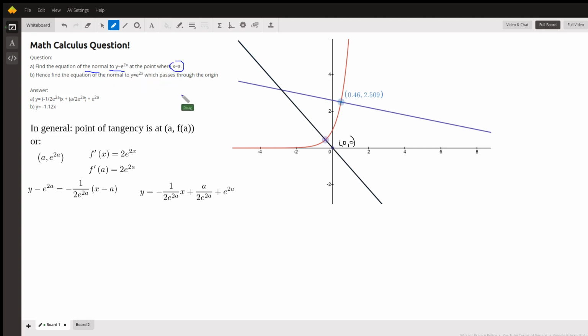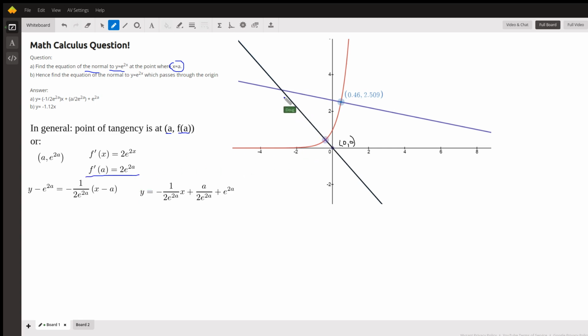So this is a general formula. So if a is the x coordinate, then f of a is the y coordinate of the point of tangency, or a comma e to the 2a. And if we find f prime of x, that's 2e to the 2x. So f prime of a, the slope of the tangent line, is this, 2e to the 2a.